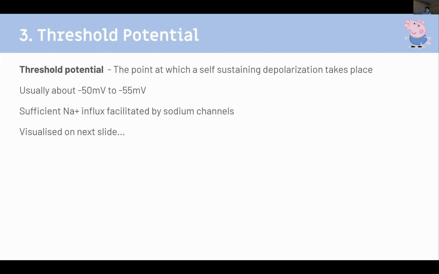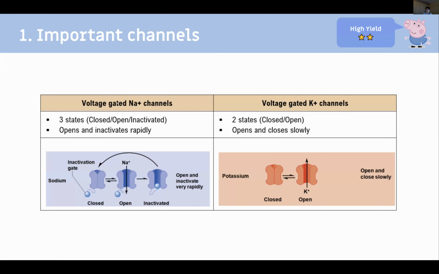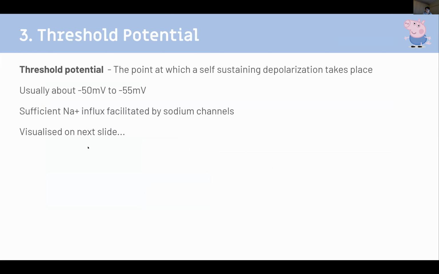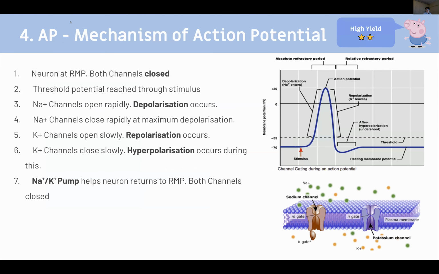Okay, so first of all, we have something that is called the threshold potential. This is the point at which a self-sustaining depolarization takes place, around -50 to -55 millivolts. In other words, this is basically where our voltage-gated sodium channels are going to open. So that's the threshold potential, and that flows on to our actual mechanism of the action potential.